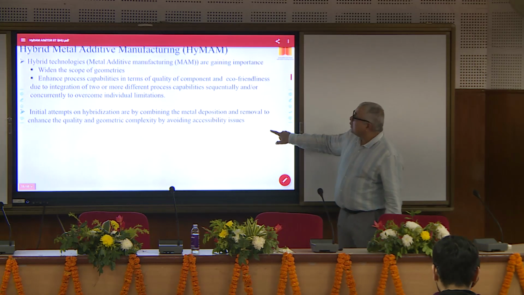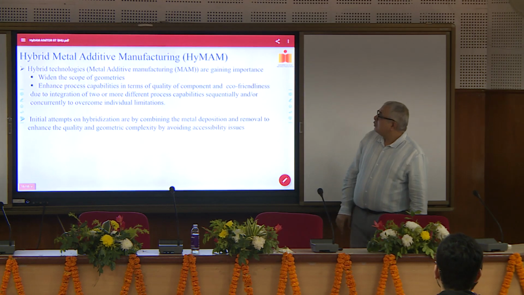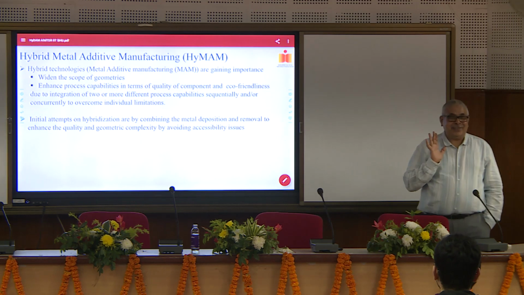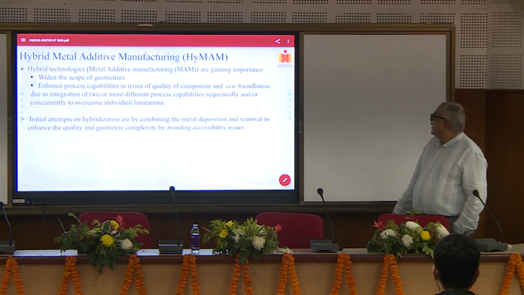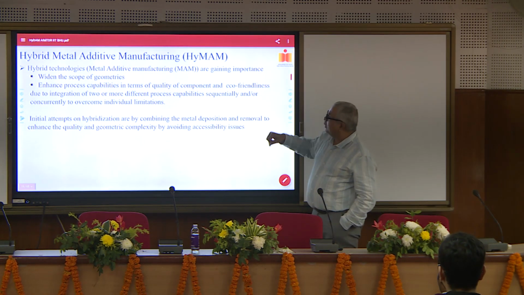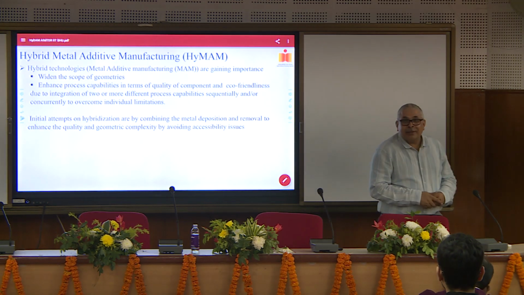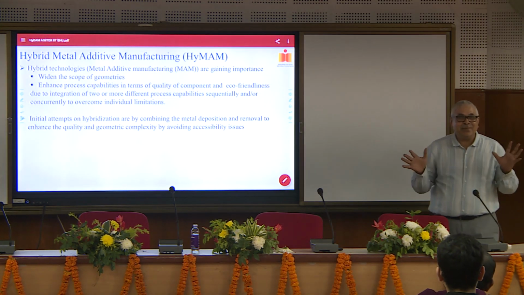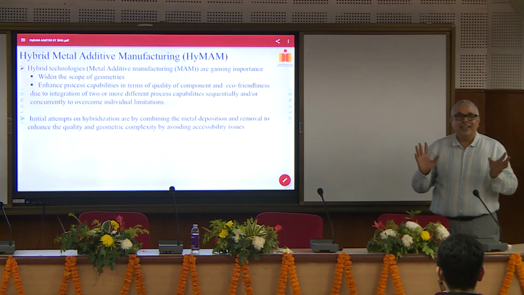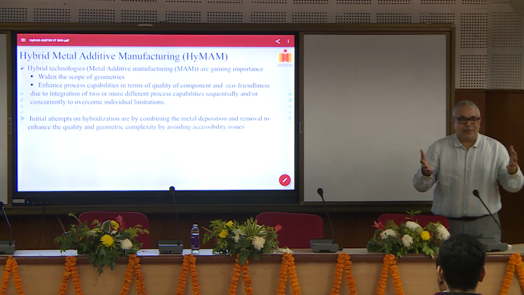Okay. Now, there's another thing, because I wanted to push this concept into your minds. Now, hybrid technologies, I am talking only about metal additive here. Okay? They are gaining importance to widen the scope of the geometries and enhance the process capabilities. If you see, including DMG Mori, you all know the DMG Mori name in the machine tool world, they combine machining and additive manufacturing into one platform. There are many other machine tool manufacturers.